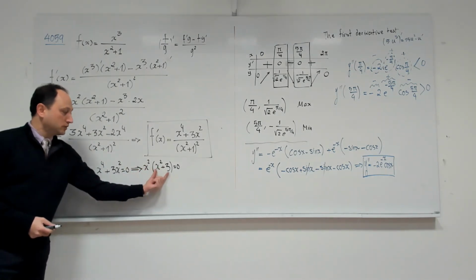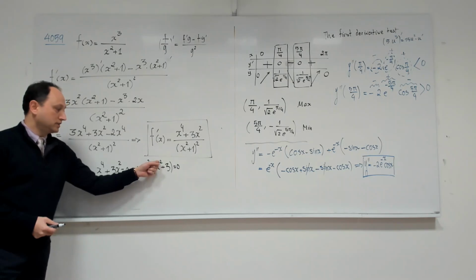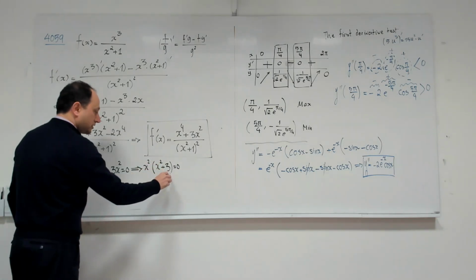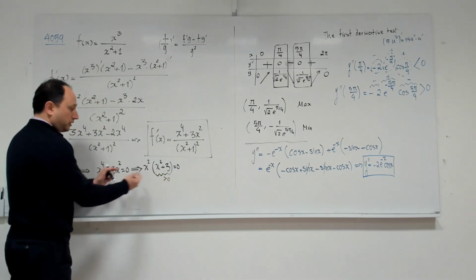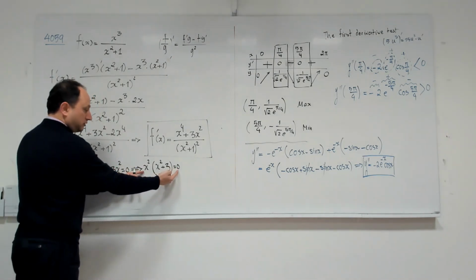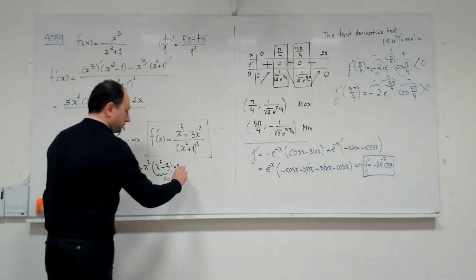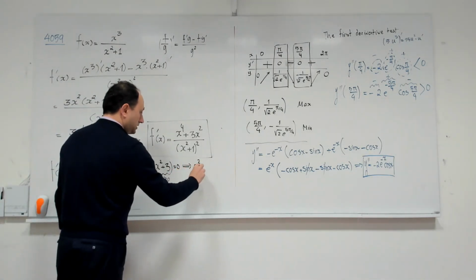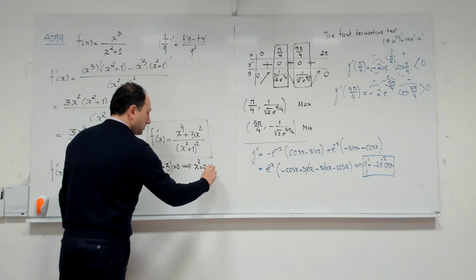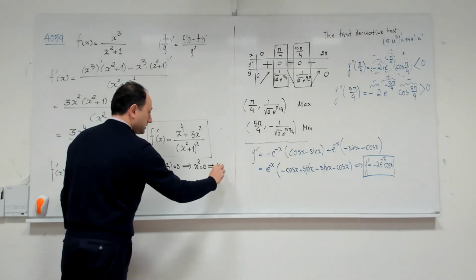Yes, because the zero product rule tells you that either this one is 0 or that one is 0. But this cannot be equal to 0 because x squared is non-negative, and when I add 3 to it, it is always positive. And if I want to make the product equal to 0, I have to make the first one equal to 0. This means that x squared is equal to 0, then this means that x is 0.